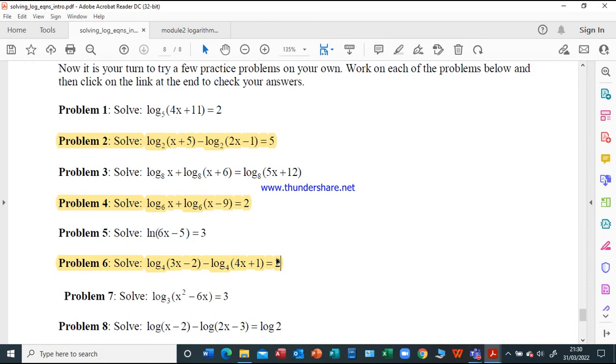I'm not seeing the log very well. It's base 4. It is a 4. Log base 4 of 3x minus 2. Yes, there I'm seeing now. Minus log base 4 of 4x plus 1.